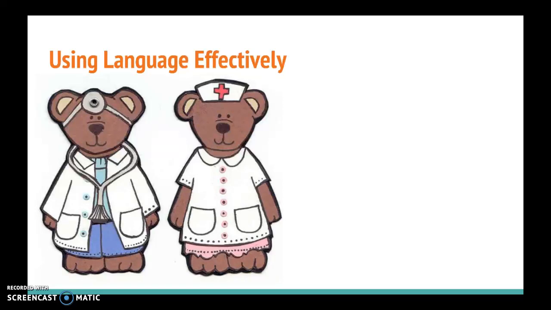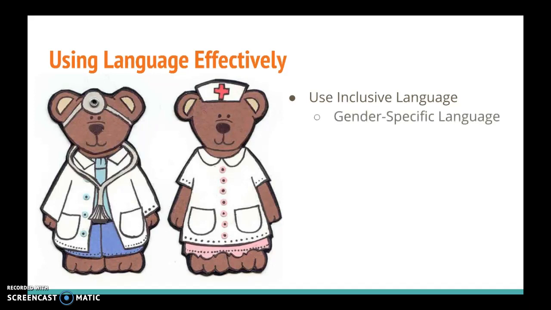In addition to using language appropriately and vividly, in order to use language effectively, we want to use language inclusively. When we use inclusive language, we are using language that avoids placing any one group of people above or below other groups. And this includes avoiding the use of gender-specific language. So, for example, we want to avoid using language that privileges one of the sexes or genders over another.